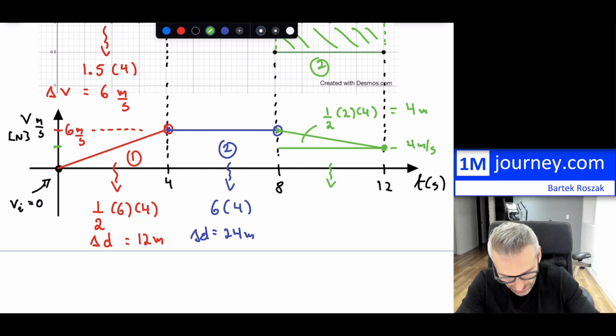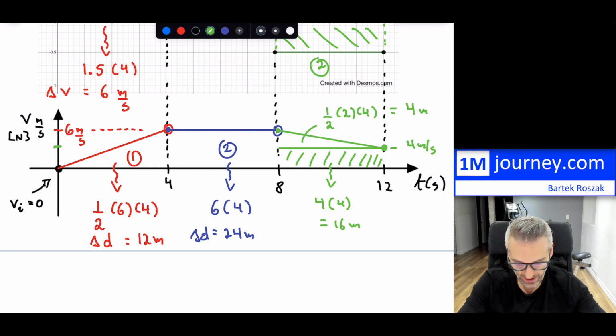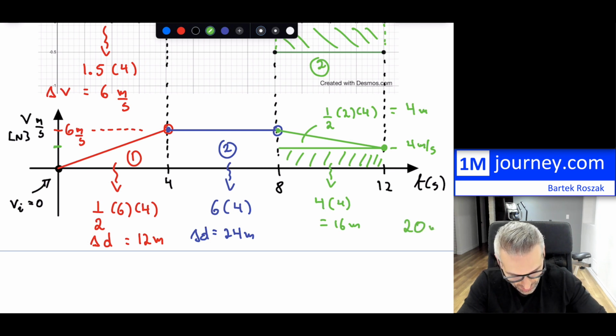But now you also need that rectangle. And in that rectangle, that is going to be 4 multiplied by, and this is 8 and 12, so that's also 4. So that's going to be 16 meters, all right? And that's this rectangle right here. That's 16 meters. And then the triangle is 4 meters. So in total, if you add them up, that one is going to be 4 and 16, which is 20 meters. So that would have been your final displacement.